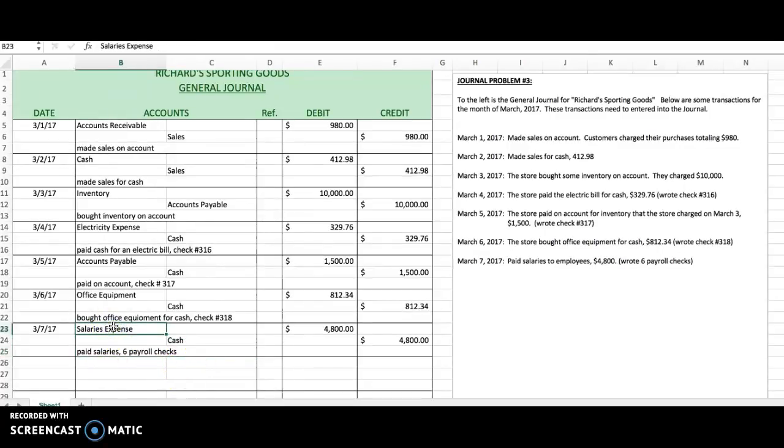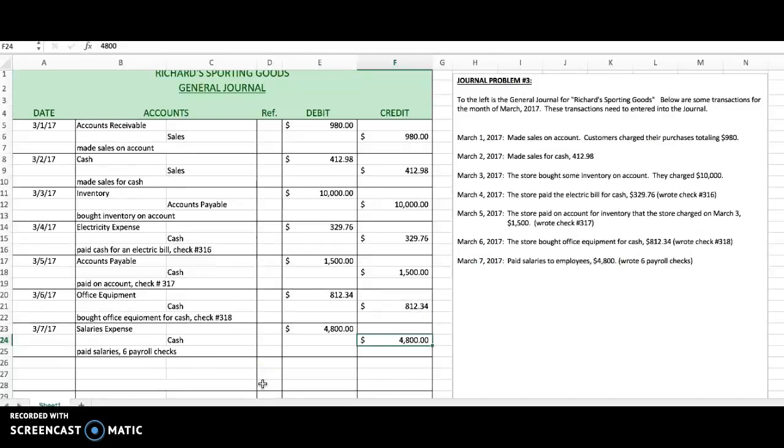So again, when we pay employees, think about this. This is an expense because it's a cost of doing business. We don't gain a direct asset when we pay salaries. We just have to do it to keep the business going. So that's an expense. When the expenses increase, they are debited. When we pay that, we pay cash. When cash as an asset decreases, it is credited. So there's your correct entries for these transactions.